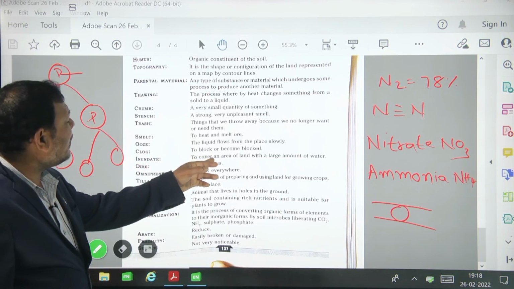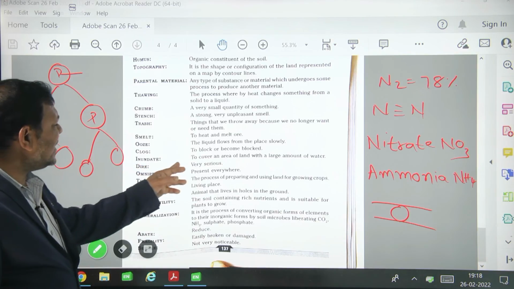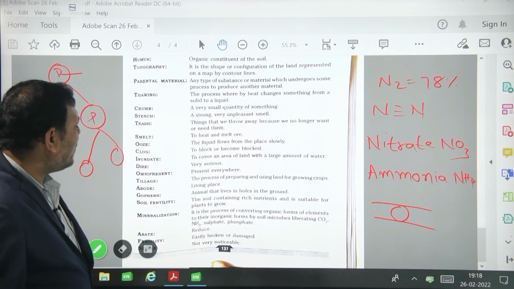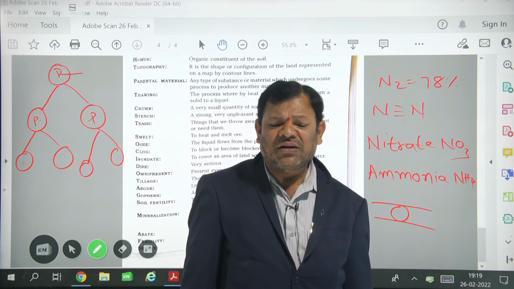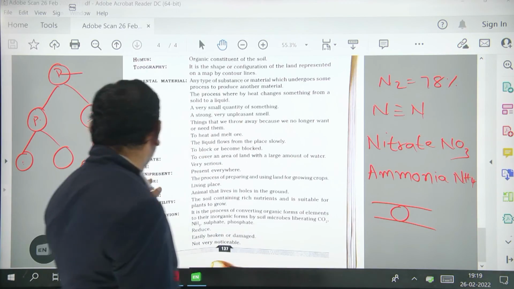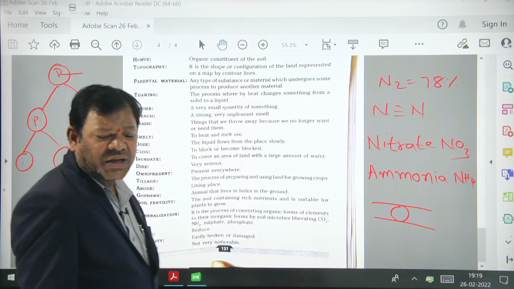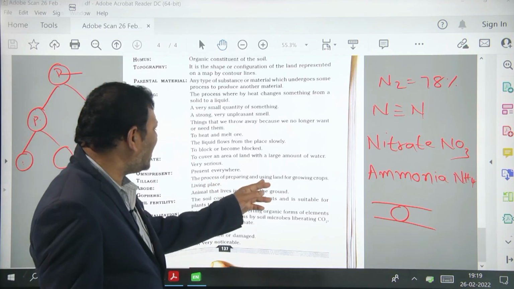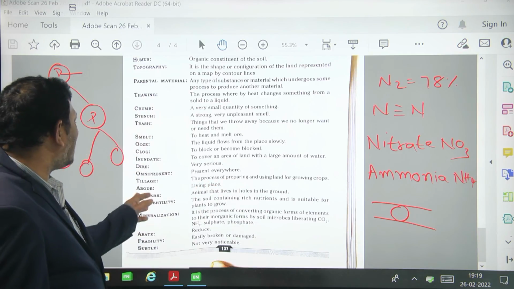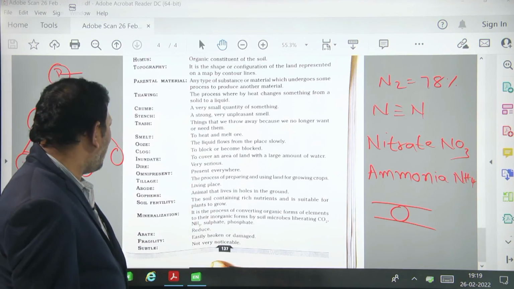Next, inundate: to cover an area of land with a large amount of water is called inundate. Dire, very serious. Omnipresent, present everywhere. Omnivorous animal: an organism that can eat both plant and animal products is called omnivorous. Omnipresent means present everywhere. Tillage means the process of preparing and using land for growing crops. Abode means living place.